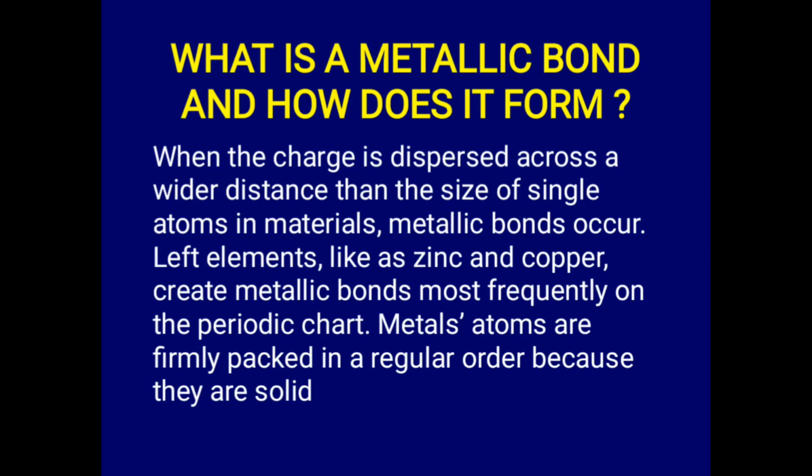This metallic bond is responsible for several characteristic properties of metals such as luster, malleability, conductivities, etc. Now, how is a metallic bond formed? When the charge is dispersed across a wider distance than the size of a single atom in a material, metallic bonds occur. That's how a metallic bond is formed.